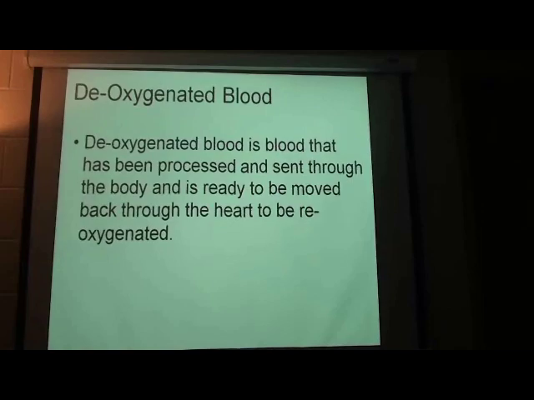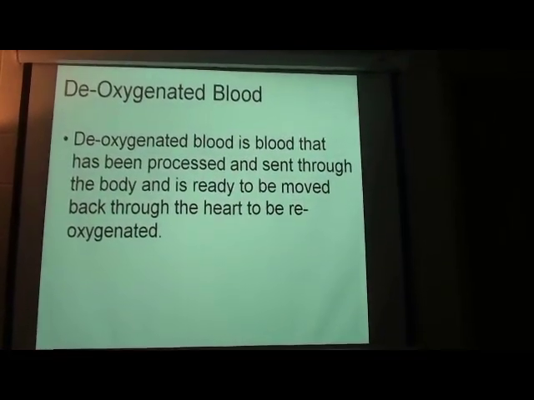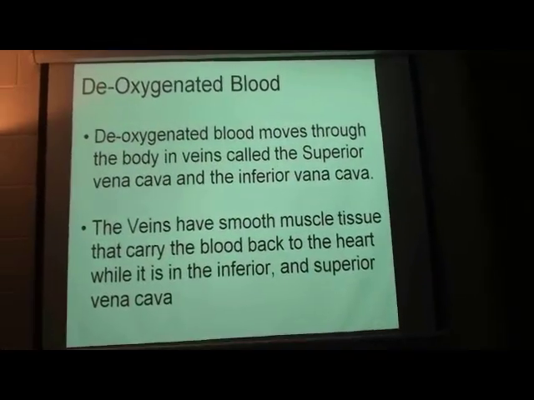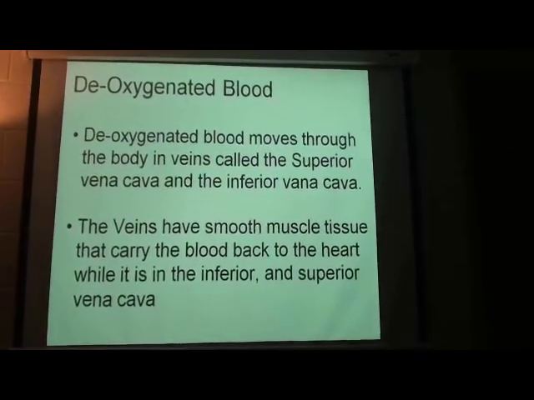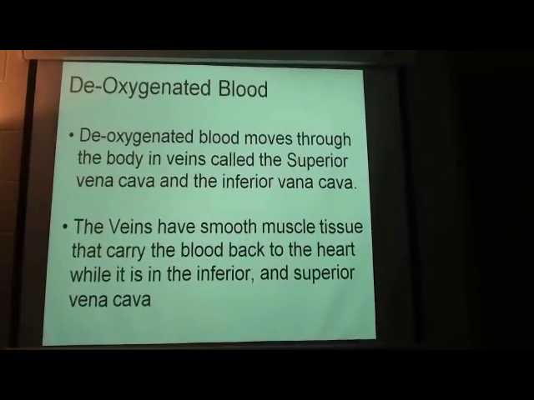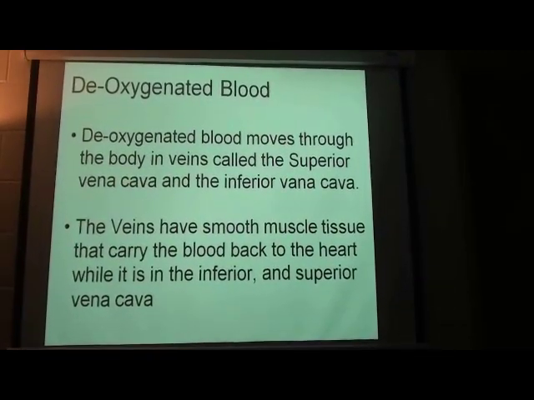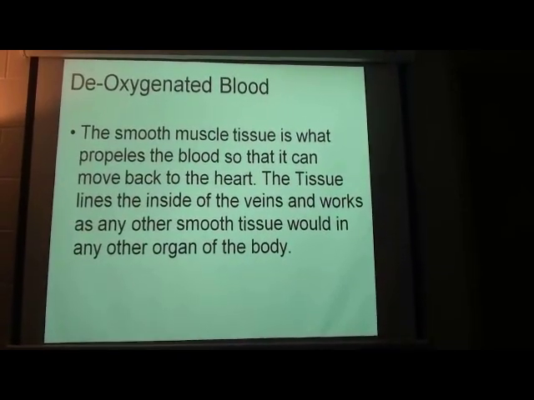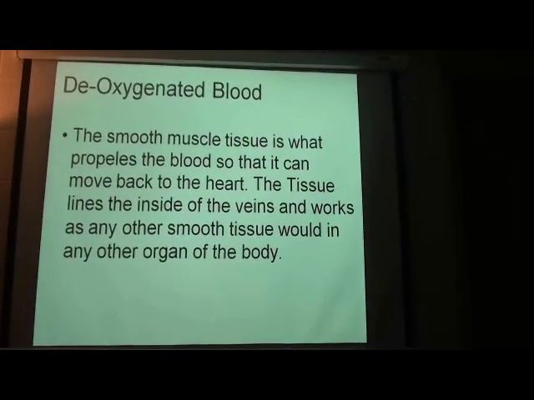Deoxygenated blood is blood that has been processed and sent through the body. It's ready to be moved back to the heart to be reoxygenated. Deoxygenated blood moves through the body in veins called the superior vena cava and the inferior vena cava. These veins have smooth muscle tissue that carries blood back to the heart. The smooth muscle tissue is what propels the blood so that it can move back through the heart even while moving upwards in the body.